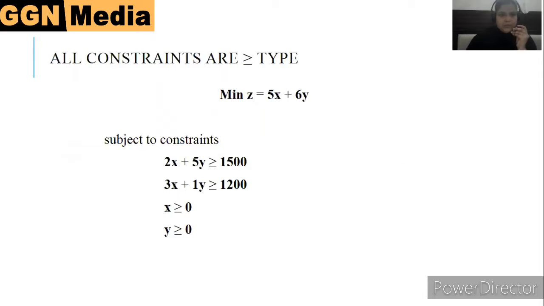I took the problem minimization of z is equals to 5x plus 6y subject to constraints 2x plus 5y greater than equals to 1500, 3x plus y greater than equals to 1200 where both x, y are greater than equals to 0. In every problem, x and y are greater than equals to 0 because variables can't be negative in linear programming.